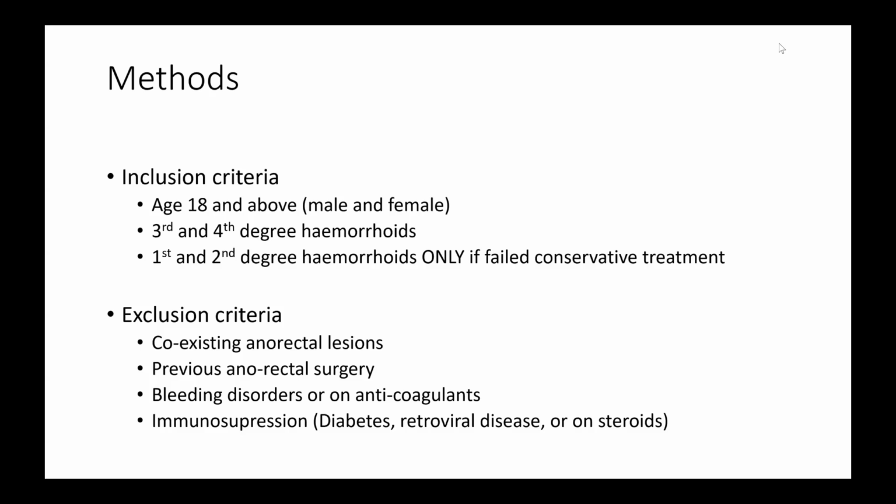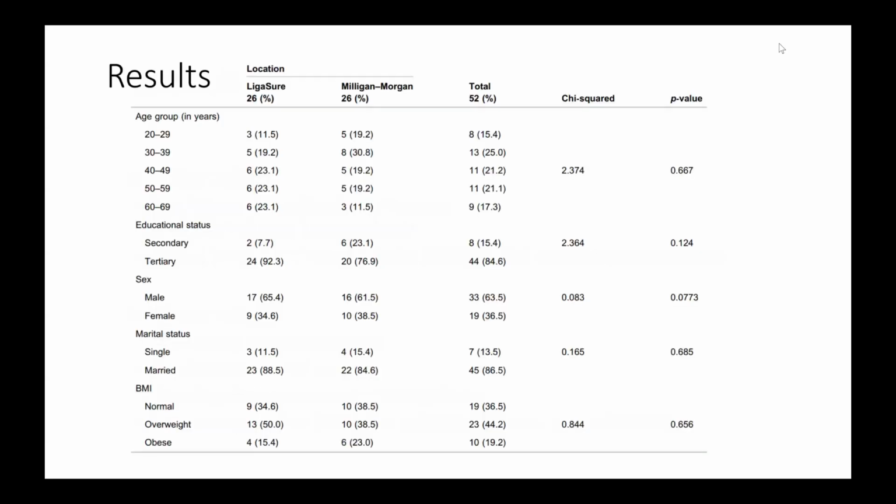Anyone with a bleeding disorder or on an anticoagulant, and anyone who's immunosuppressed. The examples they mentioned were diabetes, retroviral disease, or being on steroids. Back to you, Gio. Fantastic. So let's start looking at the results.